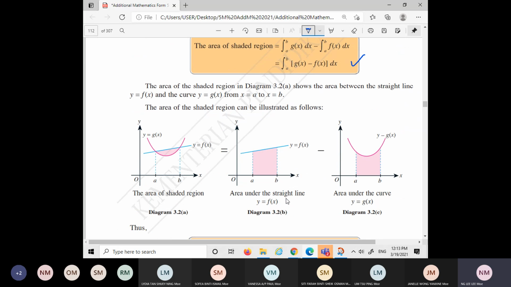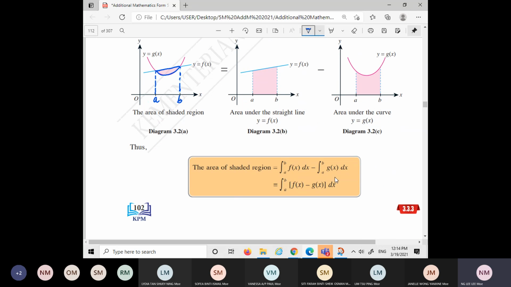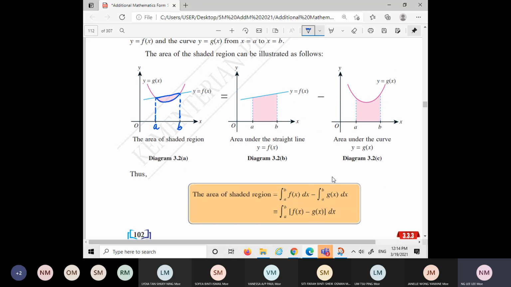Another case: this one is the straight line on top. For x from a to b, we are only interested from a to b. So you see the line is on top of the curve. Therefore, you have to use the line function minus the curve function, so you have f(x) minus g(x). This depends on how the graph looks, so you just use the top one minus the bottom one.